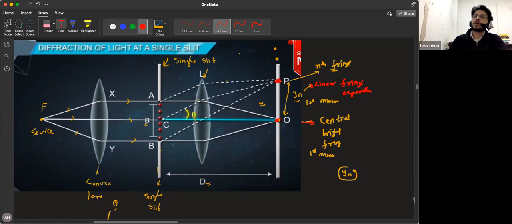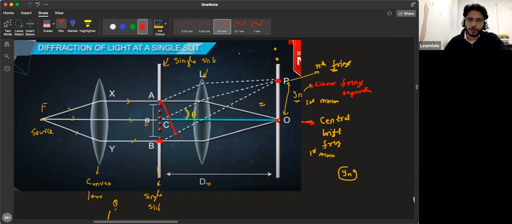Now to decide whether this point will have a maxima or a minima, consider these 2 points, point A and point B. The light waves starting from point A and point B will reach point P. So they will cover different paths. It's very clear from the figure that the waves starting from point A will cover a comparatively smaller path as compared to the light wave reaching point P from point B. So the rays traveling from B to P will cover a larger path as compared to waves traveling from A to P. Now there is a phase difference between them, right? So there should be a path difference between them.